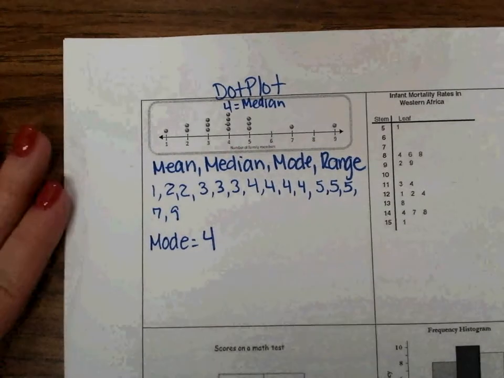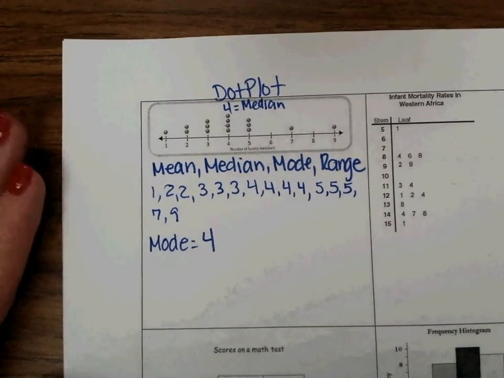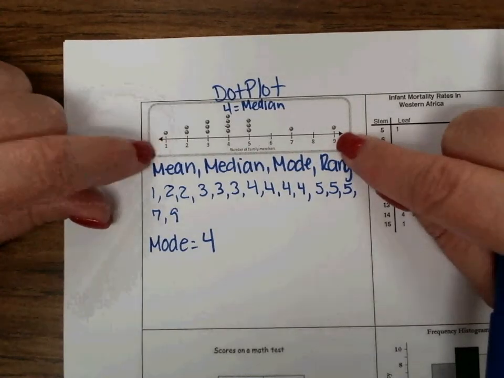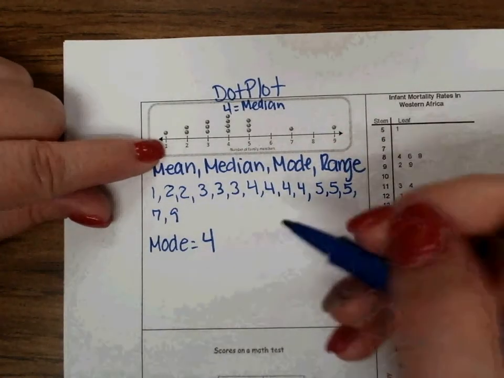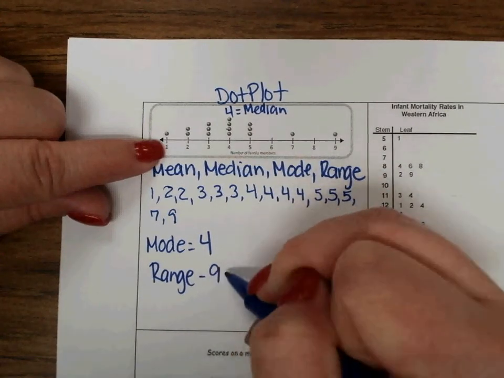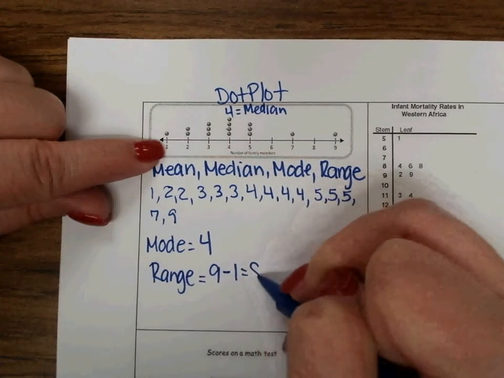And then the range you can also see by finding on your number line which has the biggest number, which is 9, and which data point has the smallest number, which is 1. So your range is 9 minus 1, which is 8. So I have a range of 8.